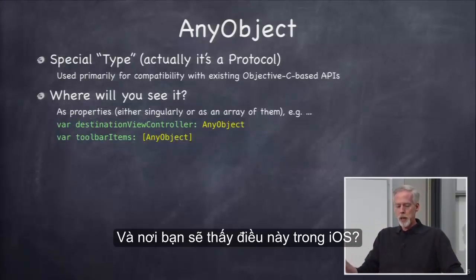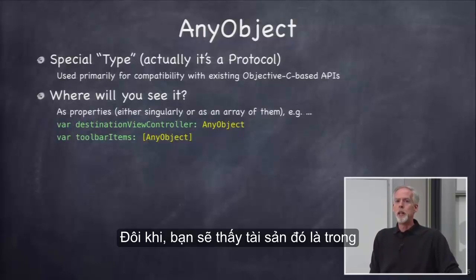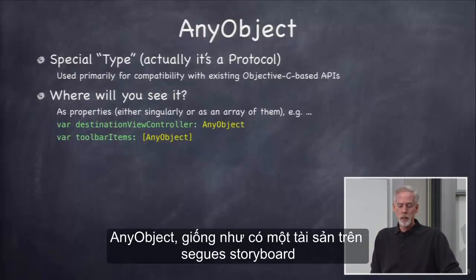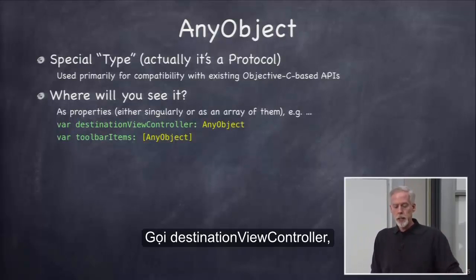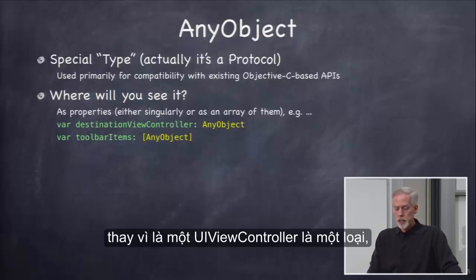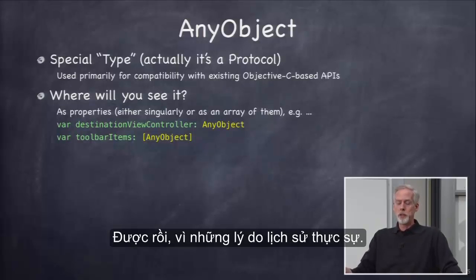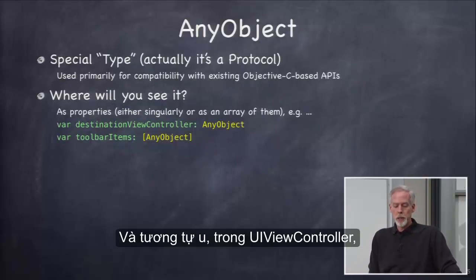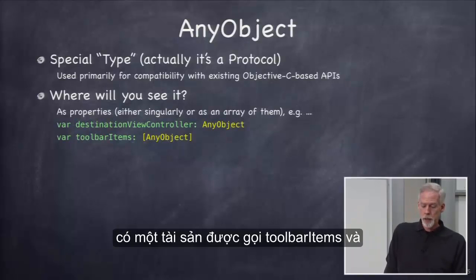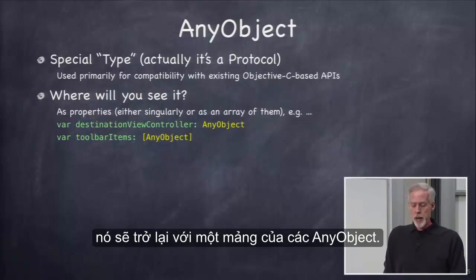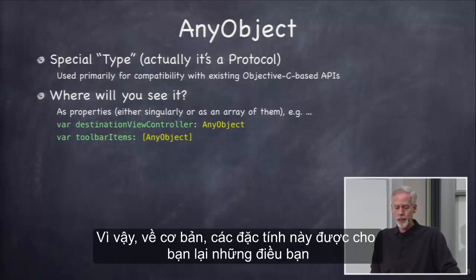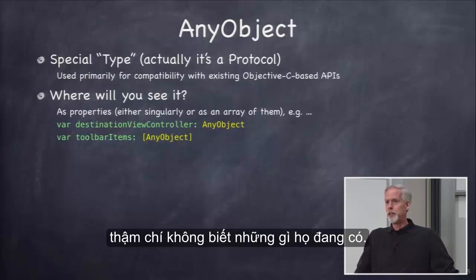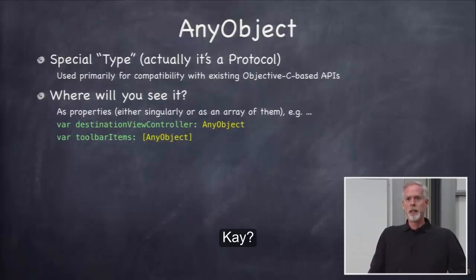And where will you see this in iOS? Sometimes you'll see properties that are AnyObject. There's a property on storyboard segues, which we're going to talk about next week, called destinationViewController, which, instead of being a UIViewController, is of type AnyObject, for historical reasons, really. And similarly, in UIViewController, there's a property called toolbarItems, and it returns an array of AnyObject. So basically, these properties are giving you back things you don't even know what they are.